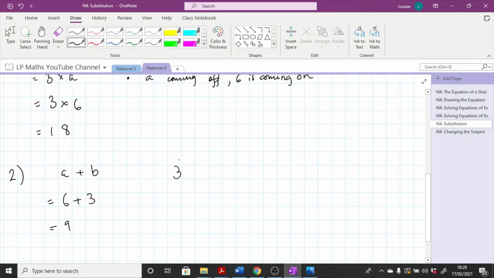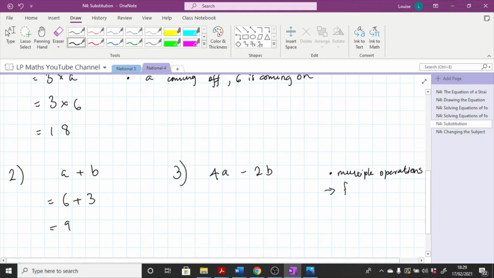Question 3. We're going to go with 4A minus 2B. Now there's something you really need to be careful of here. There's multiple operations. What do I mean by that? Well, there's multiplying and there's subtraction. So you need to follow the rules of BidMaths.